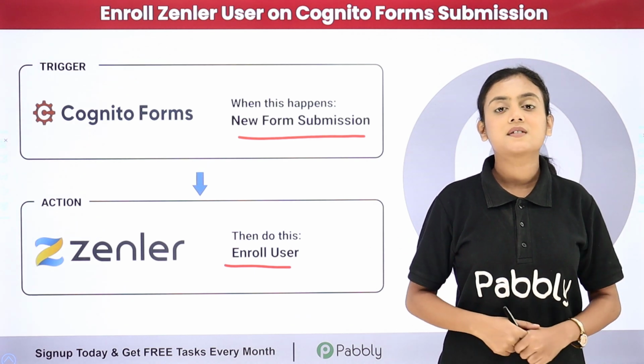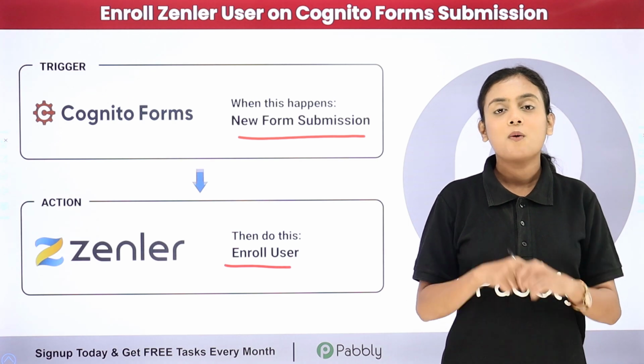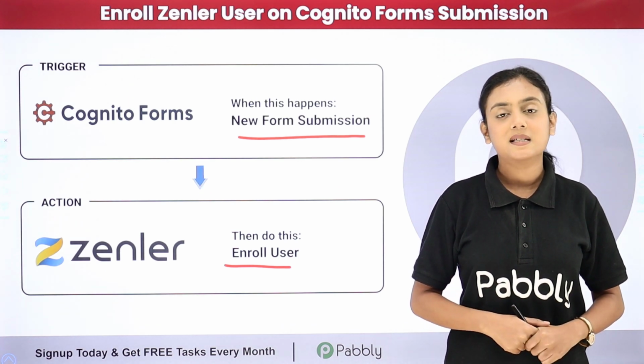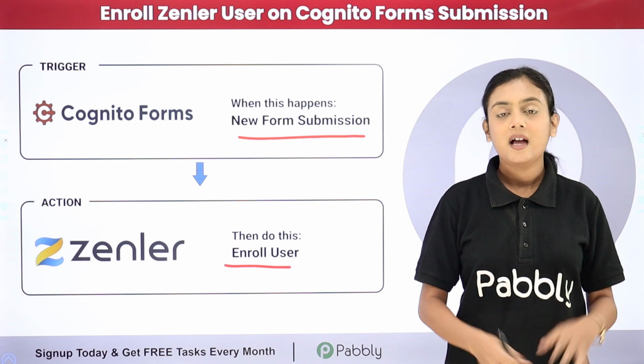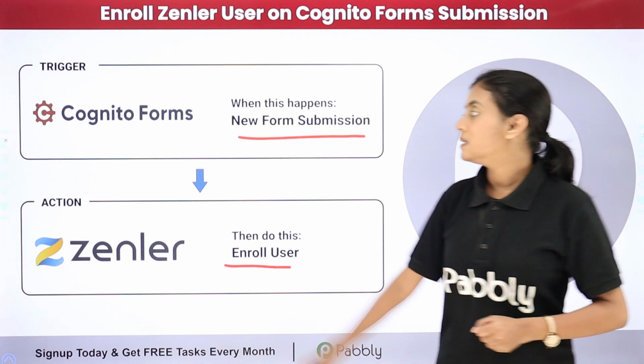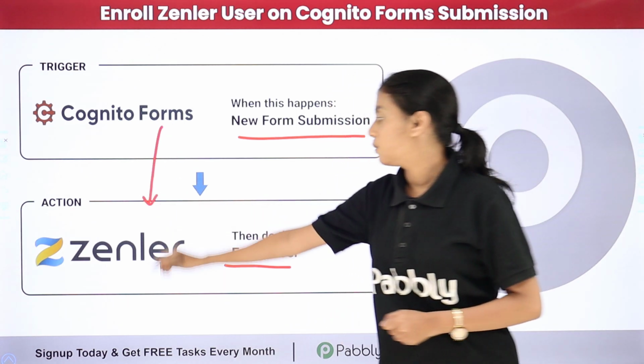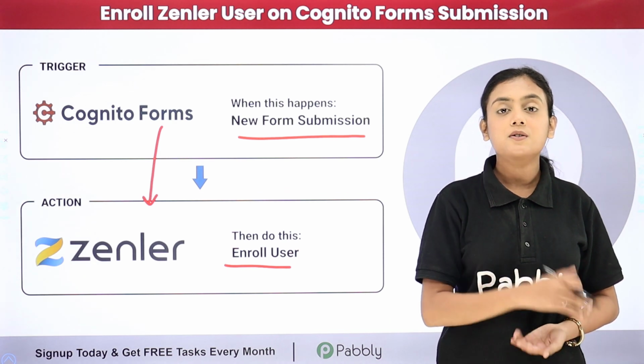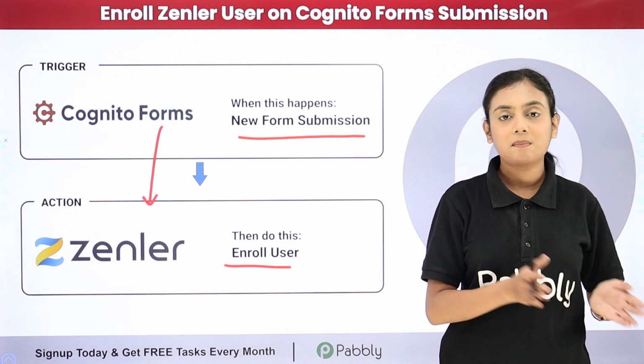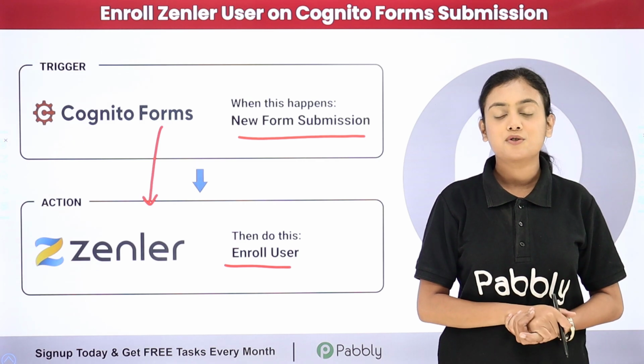So what I've done is I've simply automated this entire process with the help of Pabbly Connect, which is an amazing automation and integration software. And here in this automation, I'm going to build a connection between Cognito Forms and Zenler with the help of it. So if you also want to learn about this amazing automation process step by step, for that let me take you to my screen.